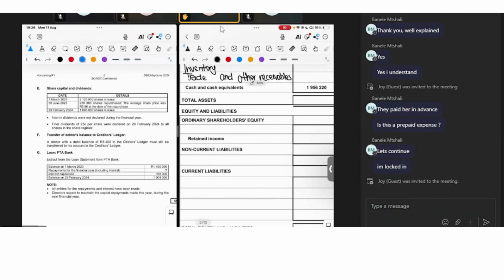Okay. And next up, we have our equity and liabilities. That is made up of ordinary share capital and retained earnings. Then we have our non-current liability, which is usually a loan, like a long-term loan. And then current liabilities, we have trade and other payables.